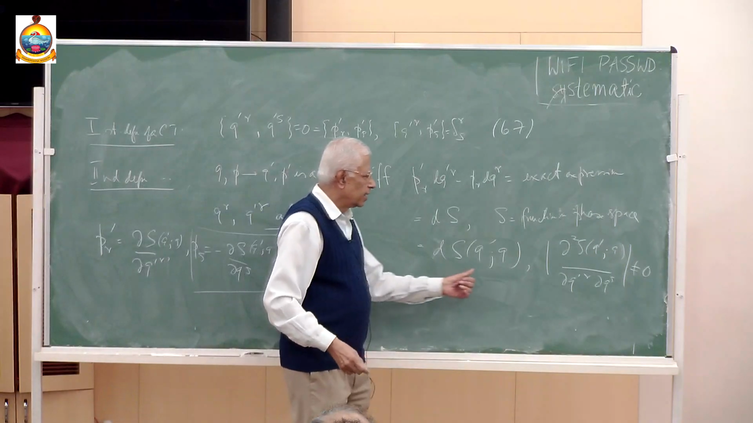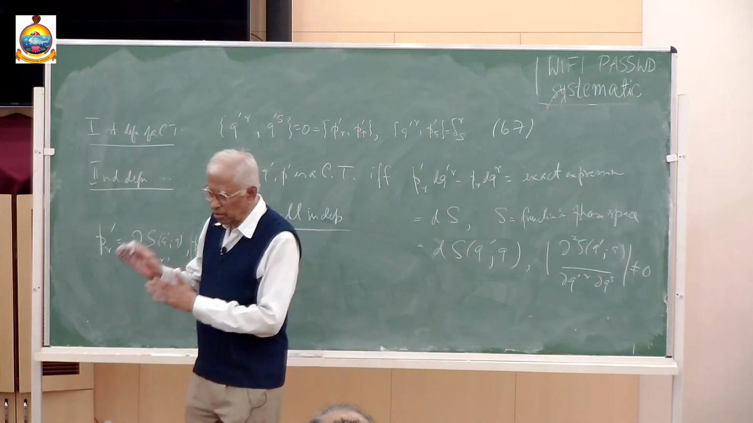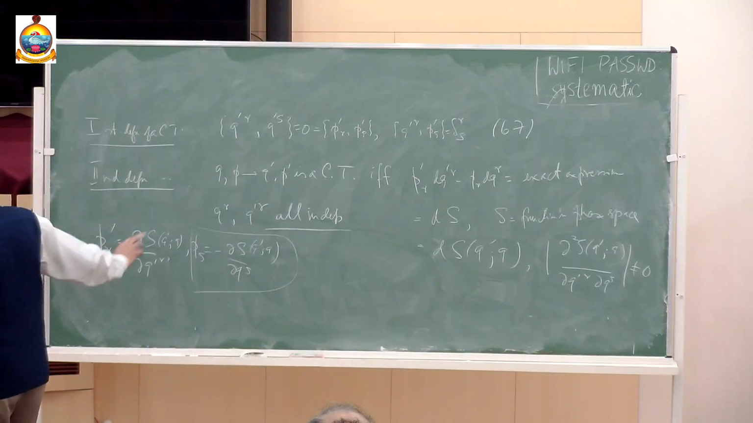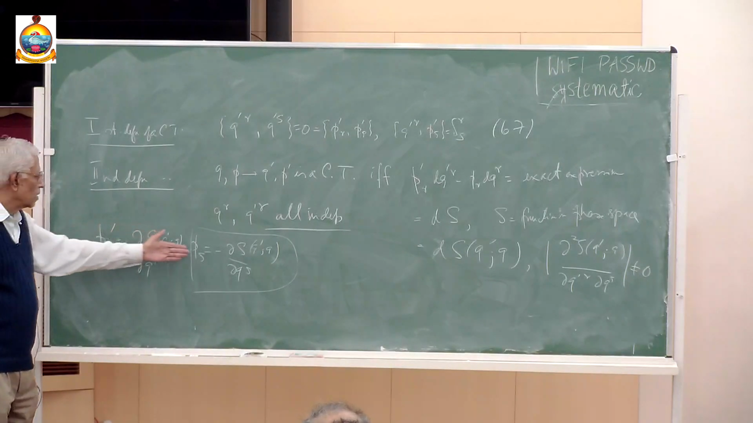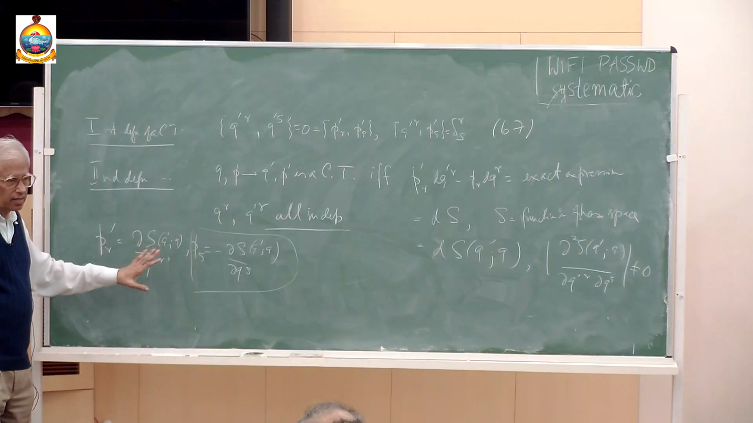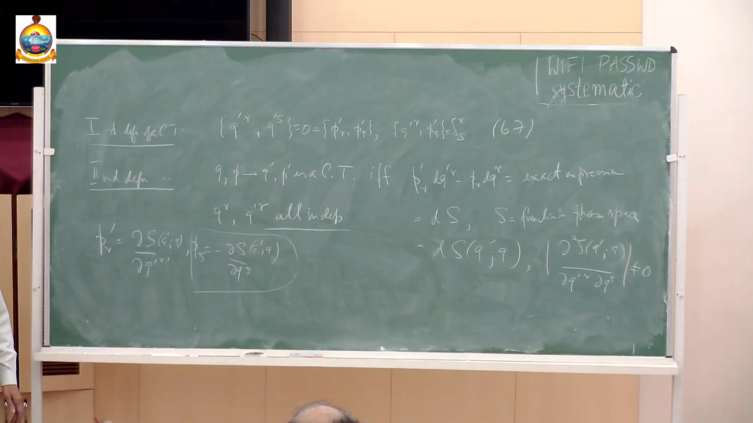So any choice of a function S of old q and new q prime obeying this Jacobian condition is permitted, and it will lead to a canonical transformation through this system of equations. Some algebra is involved to get explicitly q prime, p prime in terms of q, p. Okay.